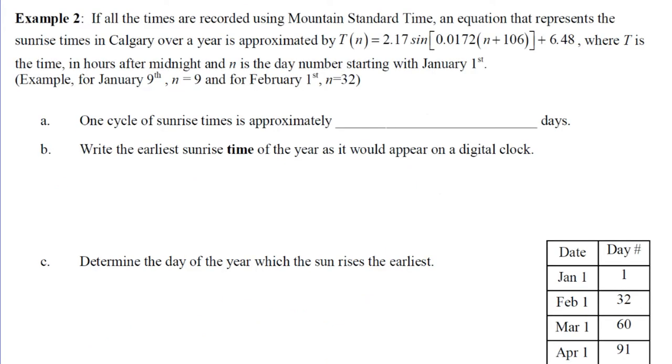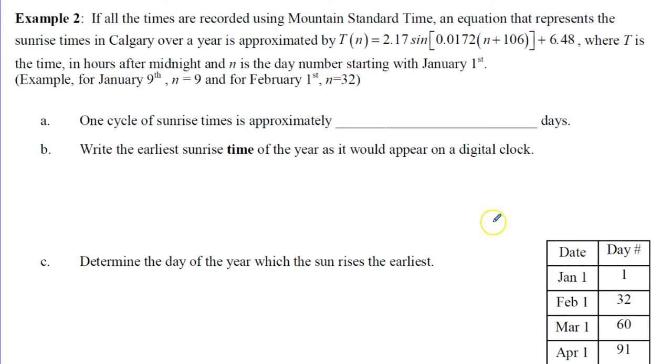Example 2. If all the times were recorded using Mountain Standard Time, an equation that represents the sunrise times in Calgary over a year is approximated by this, where t is the time in hours after midnight and n is the day number starting with January 1st. So, for example, January 9th, n will be 9, February 1st, n would be 32, and we're going with a generic non-leap year.